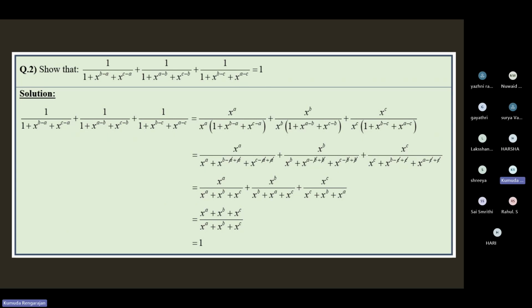Now, the numerator is simple. In the denominator, x to the power a into 1 is x to the power a. X to the power a into this one. When you multiply these two, bases are same and it's multiplication, so add the powers. So you can see b minus a plus a.